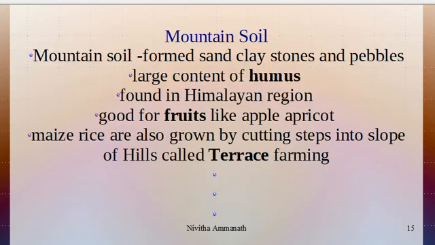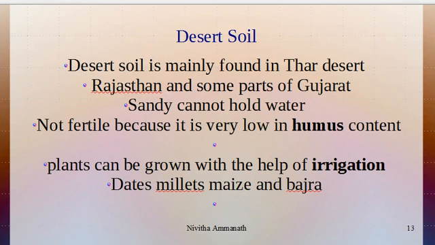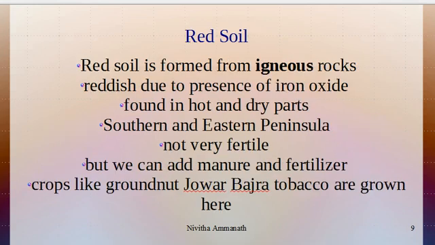Before that, let us take a recap. Mountain soil is found in Himalayan regions. Humus is present. Fruits grow well. Maize and rice can also be grown by terrace farming, that is cutting steps into the slope. Desert soil is found in the Thar Desert, Rajasthan, etc. Sandy and cannot hold water. It is not fertile, but plants can be grown with the help of irrigation and manures.